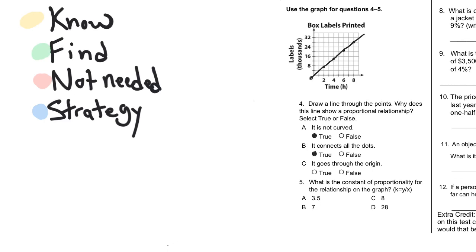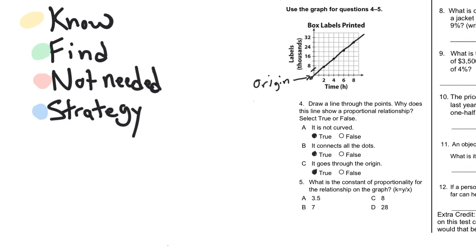And it goes through the origin. The origin is 0. Did it go through 0? It sure looks like it did to me. So it is a proportional relationship. So if it came out like this and it went through, say, right there, maybe 6 or 7, well, then we know it's not proportional. Okay? So there's 4, and then I'm going to do 5.